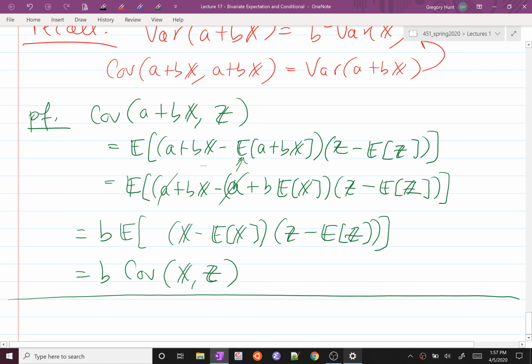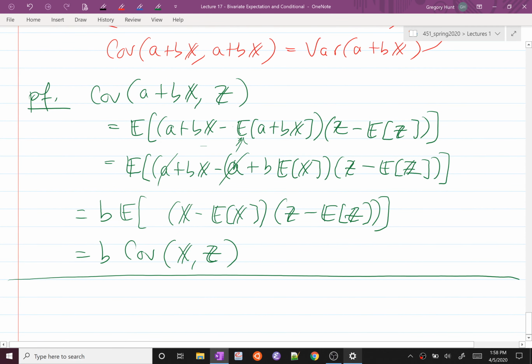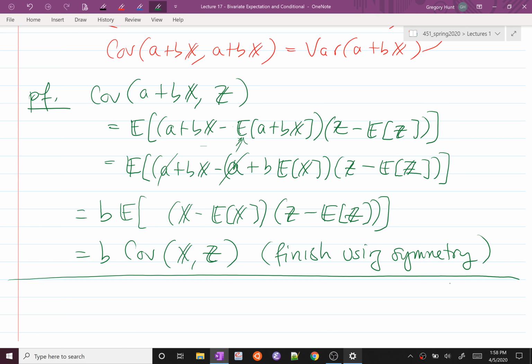You can think about that, but now if I just say, okay, well, let's do the whole same thing and now expand out Z as C plus DY, you'll get the same exact thing. And you'll bring out another D, and you'll just be left with Y there. And then finish, let's just write finish using symmetry. That must be true for the other argument too, and so we're done. Okay, so that's a nice little theorem because it allows us to ignore addition and deal with scaling in covariance really simply.